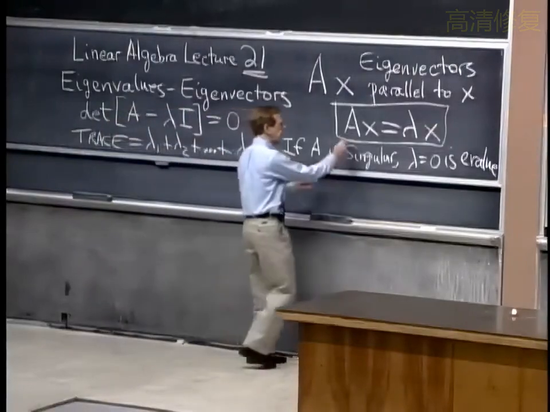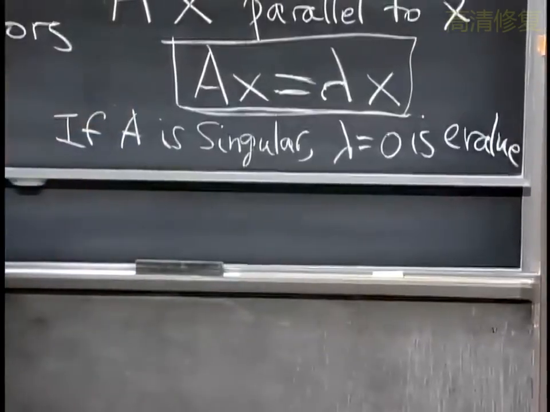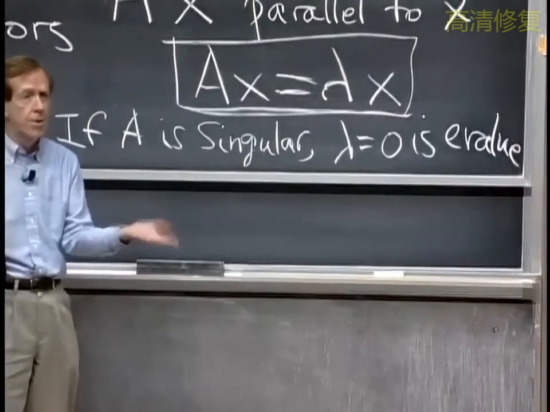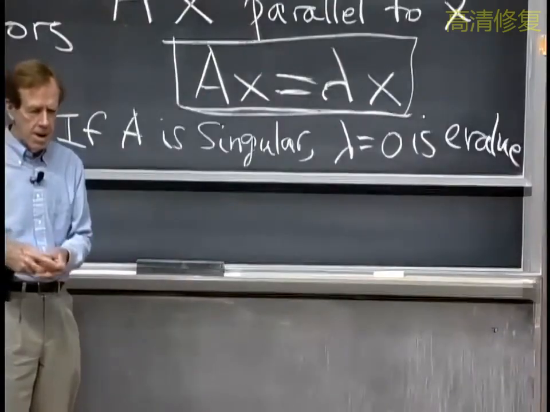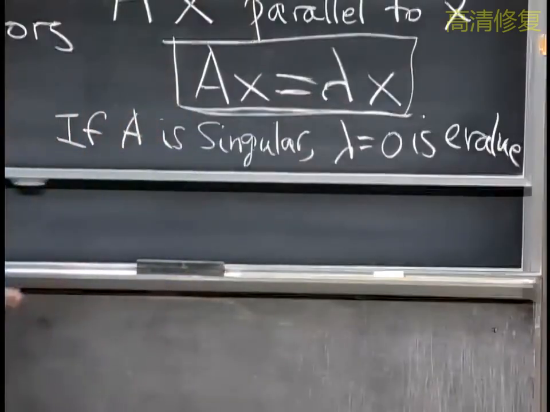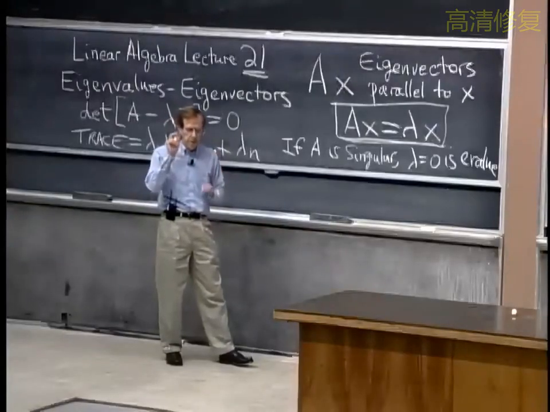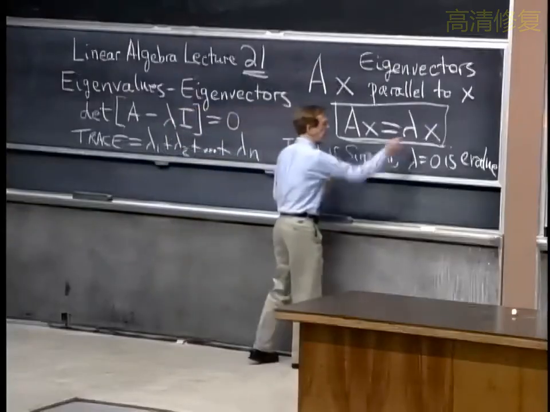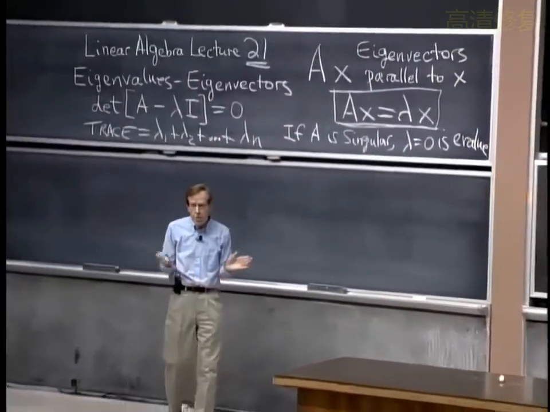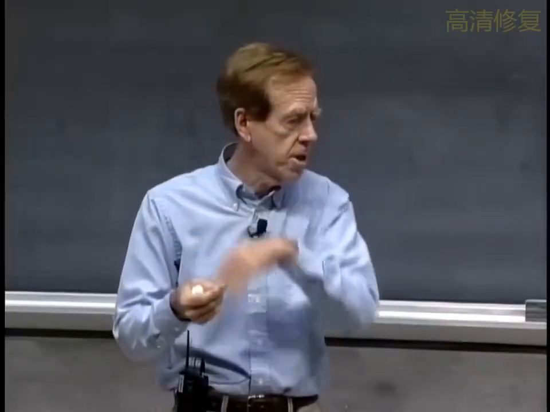Okay, so the question is, how do we find these x's and lambdas? And notice, we don't have an equation Ax equal b anymore. I can't use elimination. I've got two unknowns, and in fact, they're multiplied together. Lambda and x are both unknowns here. So we need a good idea of how to find them. But before I do that, and that's where determinants will come in, can I just give you some matrices?